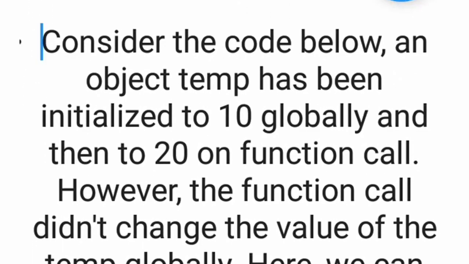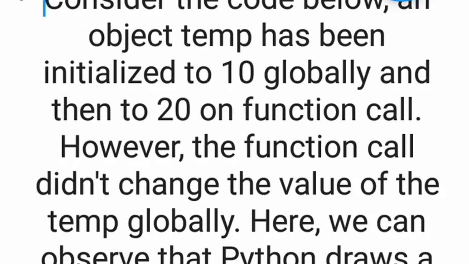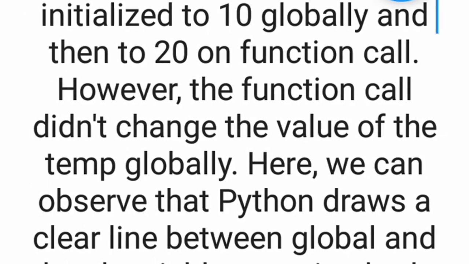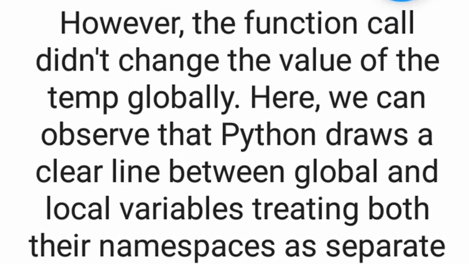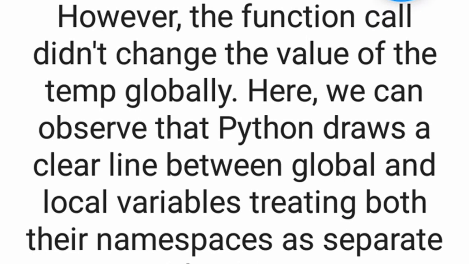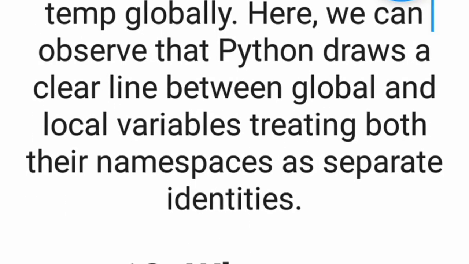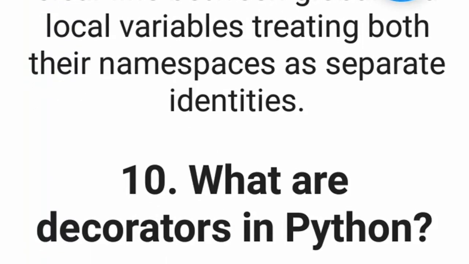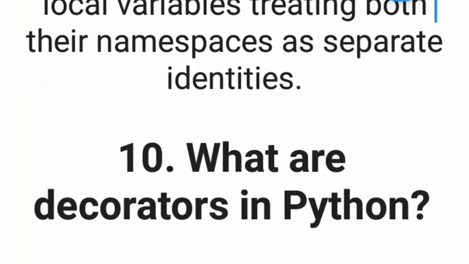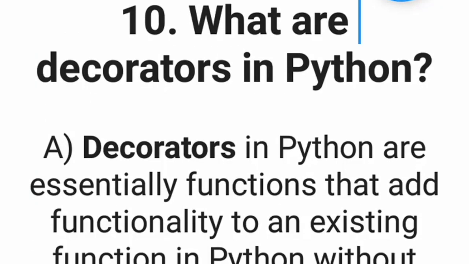Consider the code below. An object temp has been initialized to 10 globally and then to 20 on function call. However, the function call didn't change the value of temp globally. Here, we can observe that Python draws a clear line between global and local variables, treating both their namespaces as separate identities.